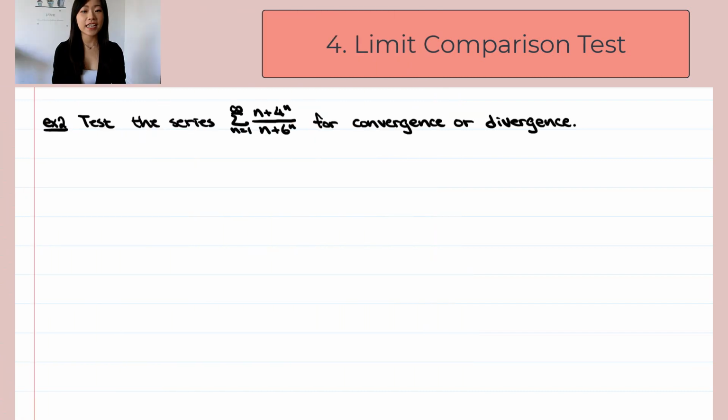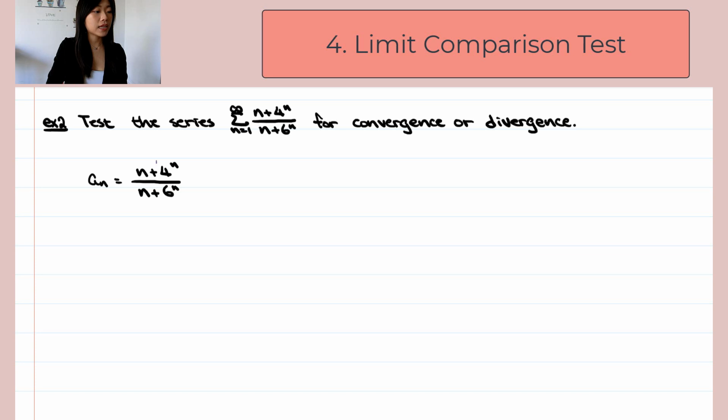Now let's look at the second example. Here we want to test the series sum of (n plus 4) to the power of n divided by (n plus 6) to the power of n. Similarly as before, we are going to factor out the highest degree and let the factor be the bn. So for this series, my an is (n plus 4) to the power of n divided by (n plus 6) to the power of n.